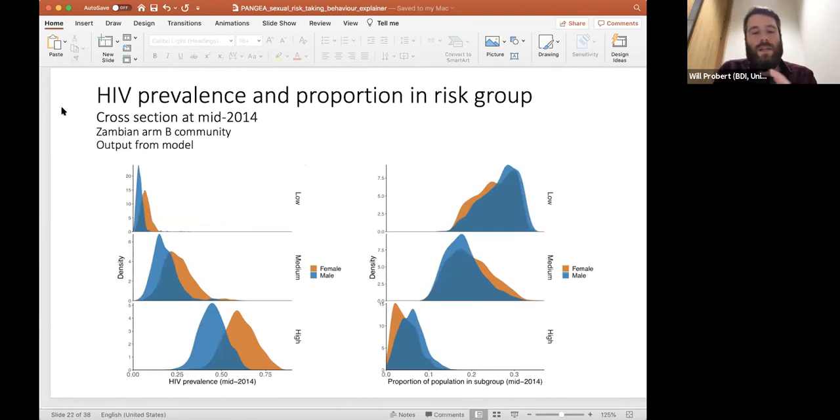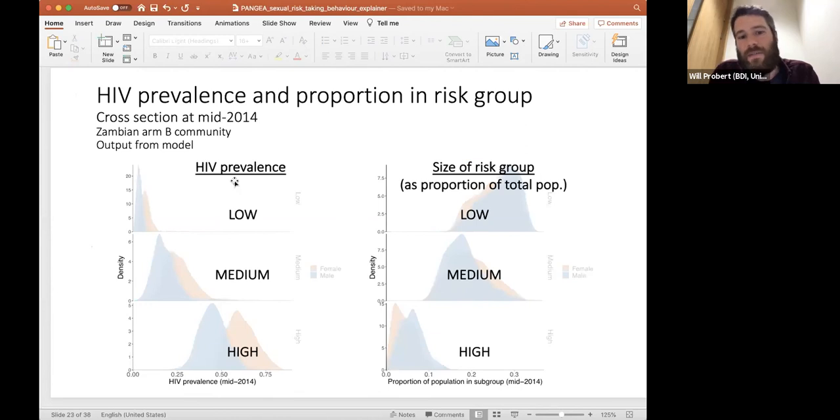So using our calibration framework, I showed you fits before to the observed data, and they were showing 1,000 projections from 1,000 parameter sets from our calibration framework. And if we look at those 1,000 parameter sets and we look at the distribution of HIV incidence and prevalence in those different risk groups through time, we get something that looks like this. So I'm going to show you cross sections of a simulated population of a Zambian intervention community from the very start of the trial, and I'm going to show you 2 measures.